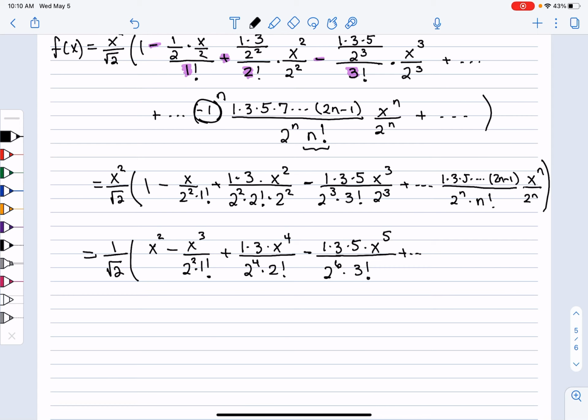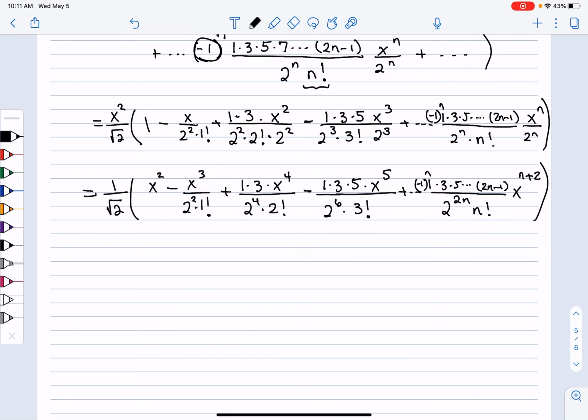And then we're going to have plus 1 times 3 times 5 all the way to 2n minus 1. And remember, we have that negative 1 to the nth power. Let me put it here so that we don't forget it. We're going to have 2 to the 2n, n factorial, x to the n plus 2. All right, so we're almost done.